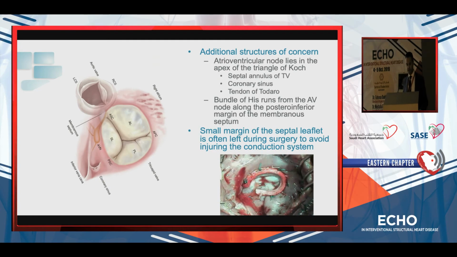We also have to keep in mind that there are additional structures of concern, because the AV node is really close to the septal leaflet, and also the bundle of His runs through the infraposterior margin of the membranous septum. So this is the region why this small region is left alone during surgery to avoid AV blocks or even total blocks.